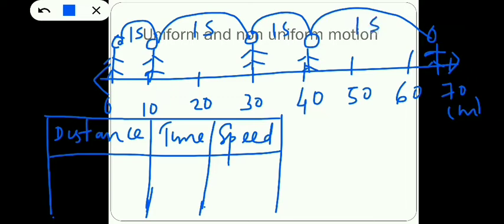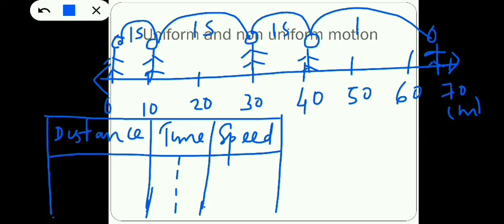Okay. Let's tabulate this journey here. So the time interval is the same. That is, always the time interval is 1 second. Right? Here the time interval will be the same. The time interval will always be 1 second.